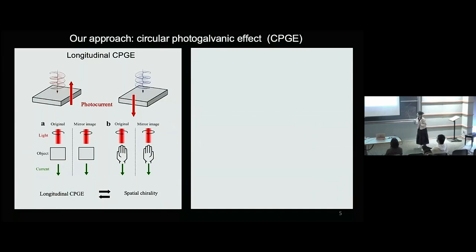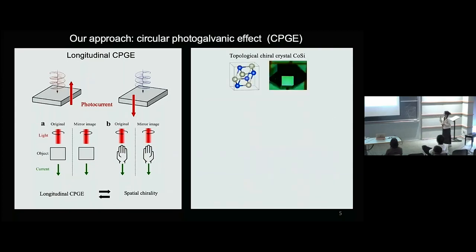Okay, and why so? It's because after symmetry analysis, we find that this longitudinal CPGE is uniquely linked to the special chirality of the material. It means if I measure this longitudinal CPGE, this material I study has the special chirality. It's also true the other way around. If I have a material, I know it has chirality, it must have this longitudinal CPGE. So we can check the second claim very easily because we have these chiral topological materials that people have already synthesized and measured with ARPES.